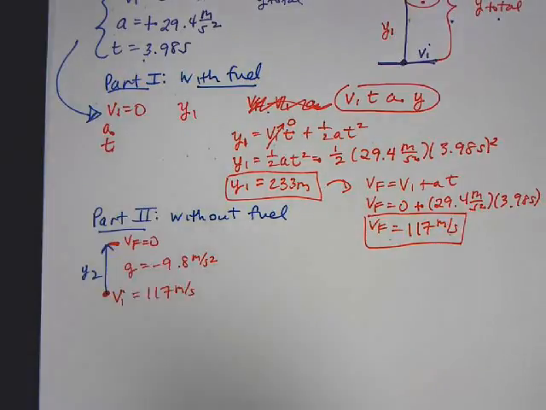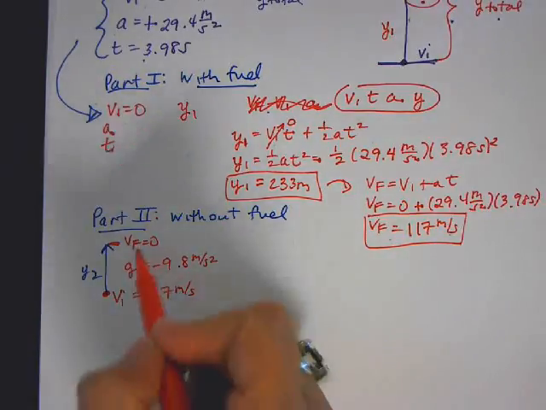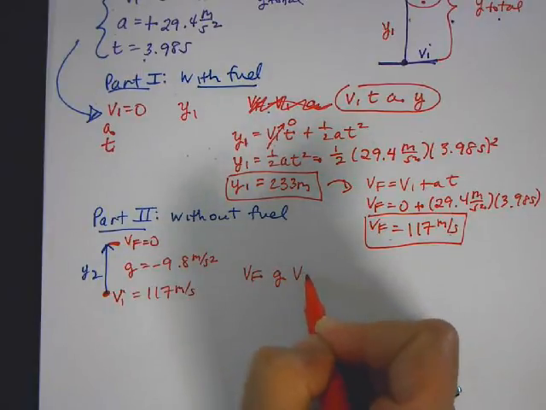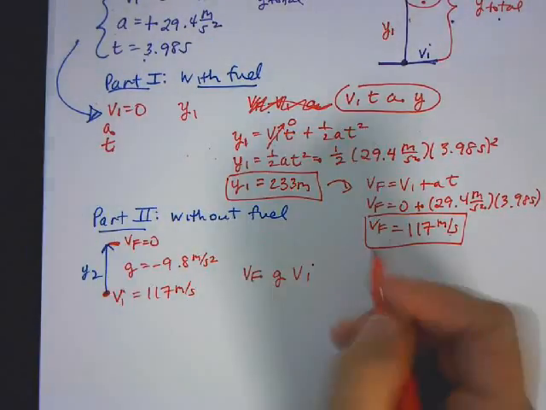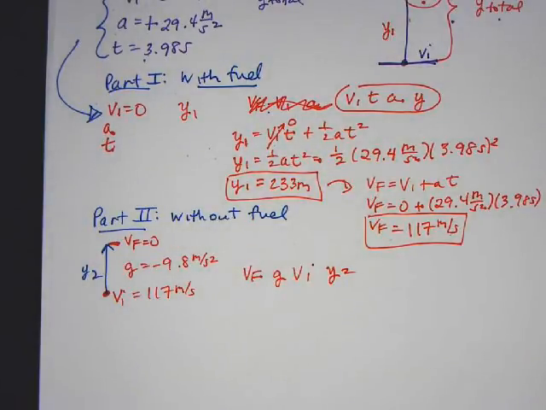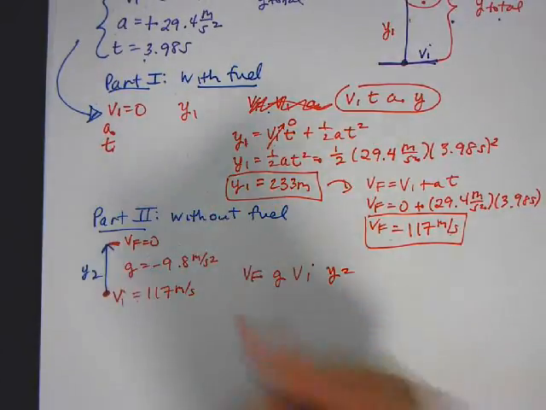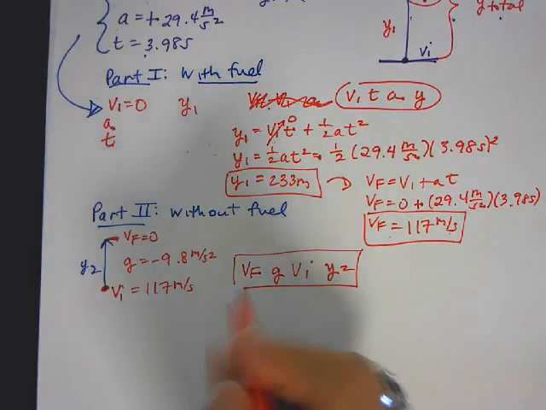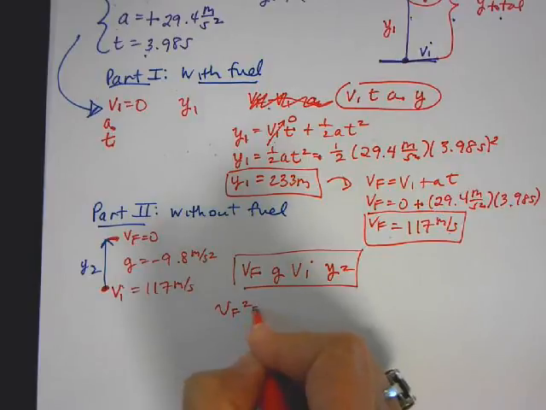So I see I have three things here. I have VF, I have G, I have VI, and the last thing I want to find is Y, and this is going to be Y2. So which equation has these four variables? Well, it's the equation VF squared is equal to VI squared plus 2GY.